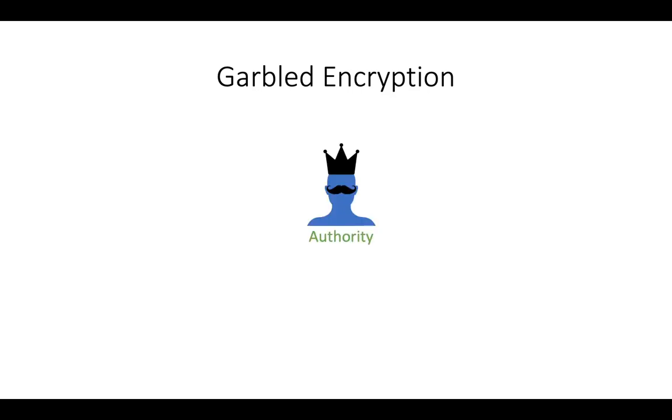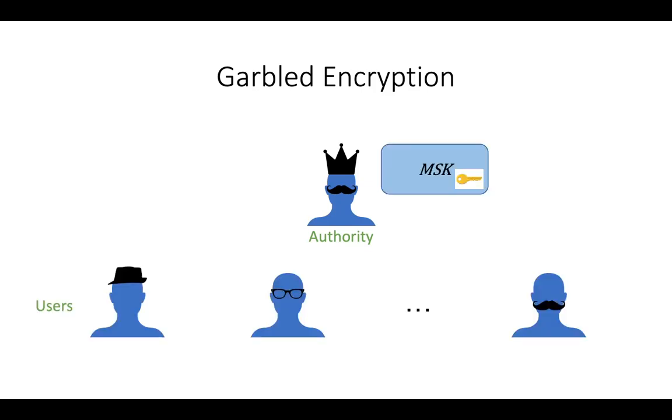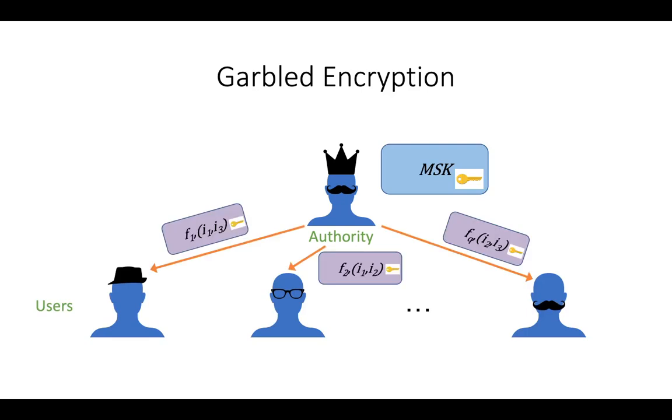So in garbled encryption, there is some authority that possesses the master secret key of the system. And this authority can issue function keys to different users. These function keys are given by the function they compute along with the indices of ciphertexts on which they are compatible. So in this example, the first user is given a function key that is capable of computing F1 on the pair of ciphertexts with indices I1 and I3.